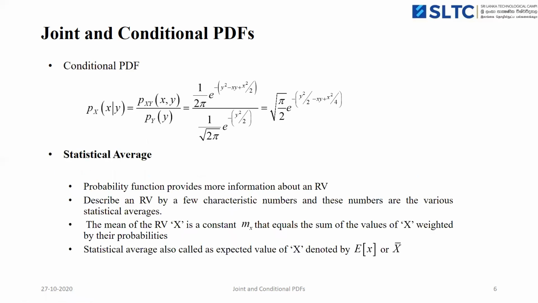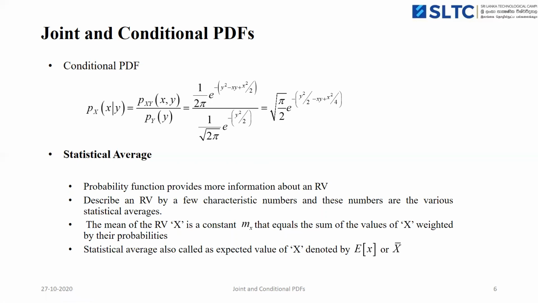In the same way, we can find out the conditional PDF for the random variable x given random variable y. The same formula we are applying, but here the denominator is the PDF function of the random variable y. We have to substitute, but we have to remove this denominator e power minus y squared by 2. So we can rewrite this y squared as y squared by 2 plus y squared by 2, so we can cancel this denominator. So finally, we are getting the conditional PDF, which is equal to square root of pi by 2 e power minus y squared by 2 minus xy plus x squared by 4.